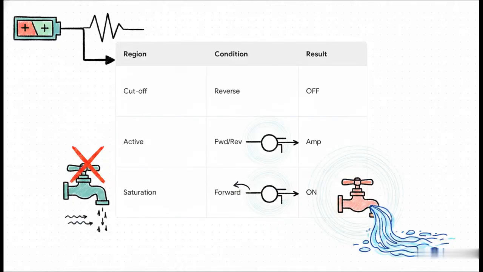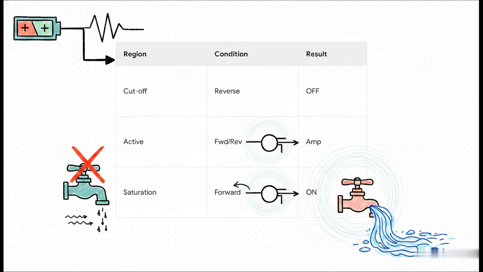Now, to actually use the thing, we have to apply voltage to its terminals. We call this process biasing. And depending on exactly how we bias those terminals, we can force the BJT into one of three distinct operating regions. First up is the cutoff region. If both junctions are reverse biased, the transistor is off, zero collector current. It's like that water valve is completely shut.